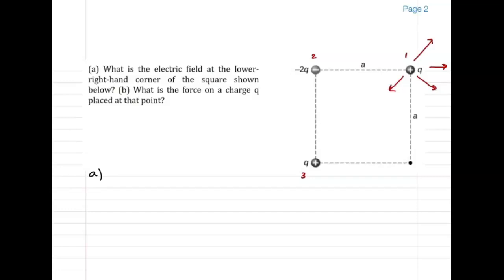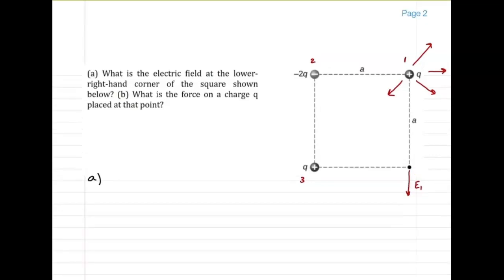So if we were interested in finding the electric field at this point, it'll be going up and to the right. If we were interested here, it would go down and to the left. What we're interested in is here: what the electric field due to this charge is at this point. So in that case, it's very clear that at this point, it's just going down. And we'll label that as E1.